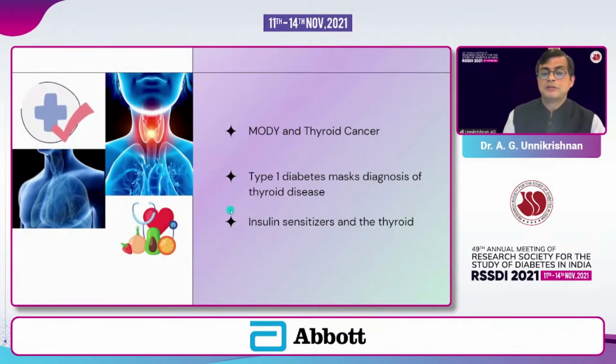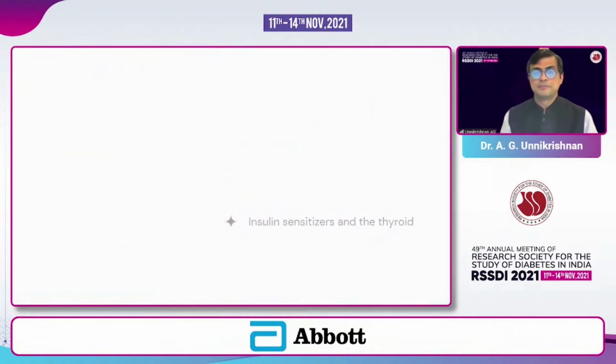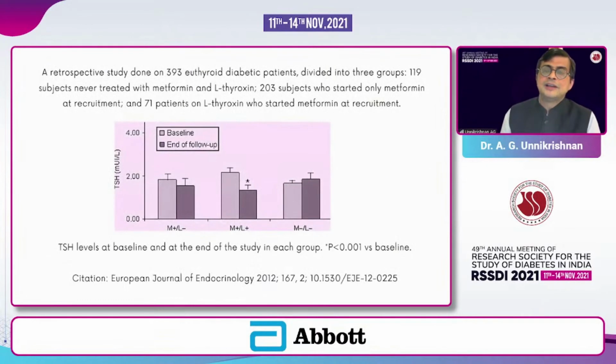Finally, I come to my third topic, which is insulin sensitizers and hypothyroidism and thyroid. This is a very important study, a retrospective study done in euthyroid diabetes patients. They were divided into two groups. 119 subjects were never treated with metformin or levothyroxine, and the TSH was done. You can see the baseline and end of TSH was the same.